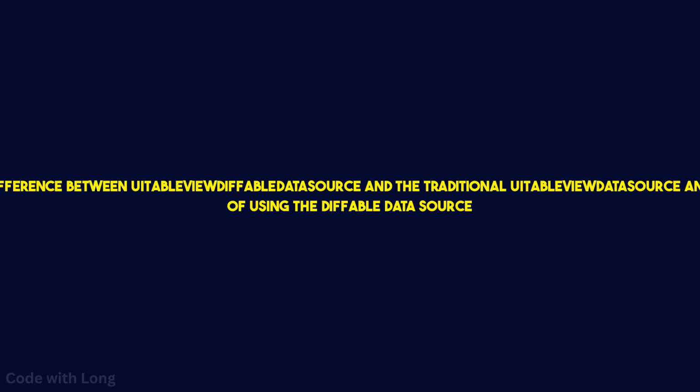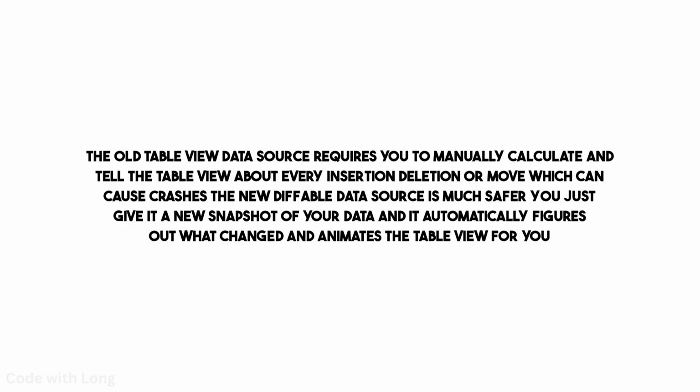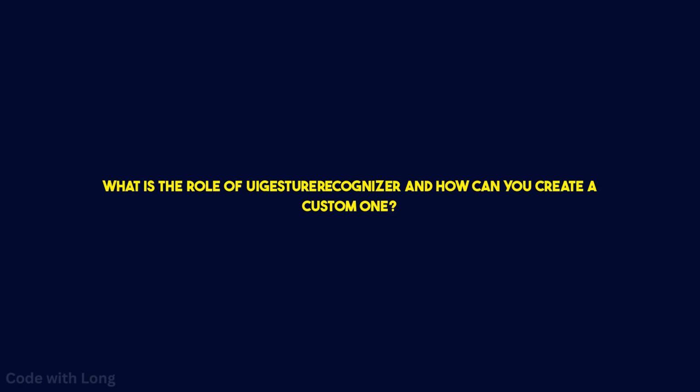Explain the difference between UITableView diffable data source and the traditional UITableView data source, and the benefits of using the diffable data source. The old table view data source requires you to manually calculate and tell the table view about every insertion, deletion, or move, which can cause crashes. The new diffable data source is much safer. You just give it a new snapshot of your data, and it automatically figures out what changed and animates the table view for you. What is the role of a gesture recognizer, and how can you create a custom one?